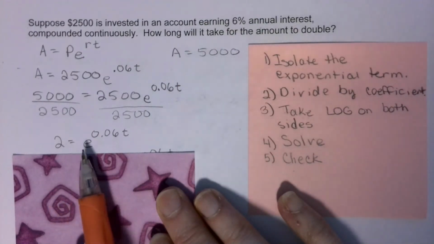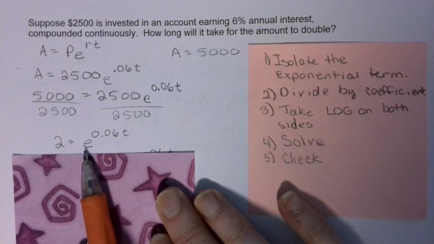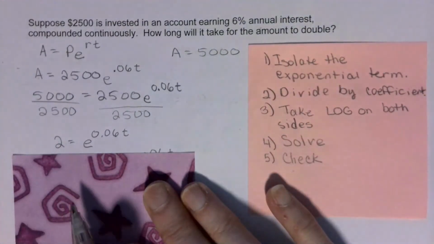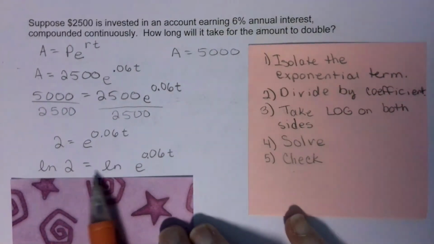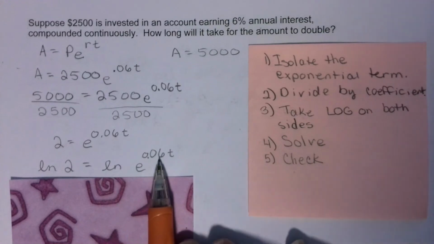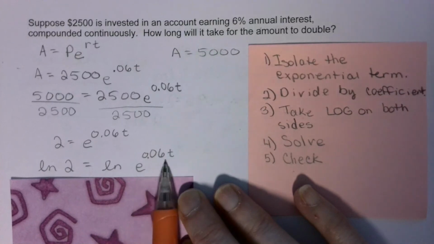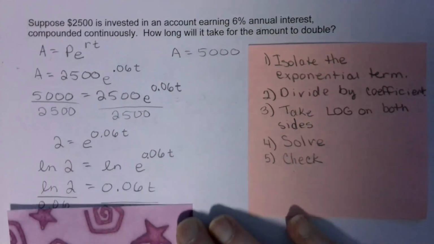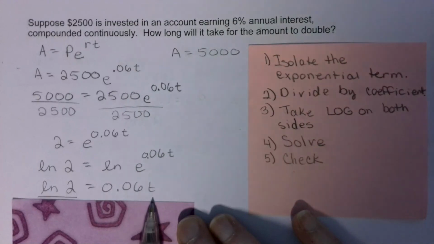Now we want to undo the e to a power. So to undo e to a power, we've got to take the log on both sides. Since our base is e, we're going to take the natural log on both sides. So we'll have the natural log of 2 equals the natural log of e to the 0.06t power. Natural log and e kind of cancel each other out, and that just gives us the 0.06t. So then we need to solve for t, so we'll just divide by 0.06.